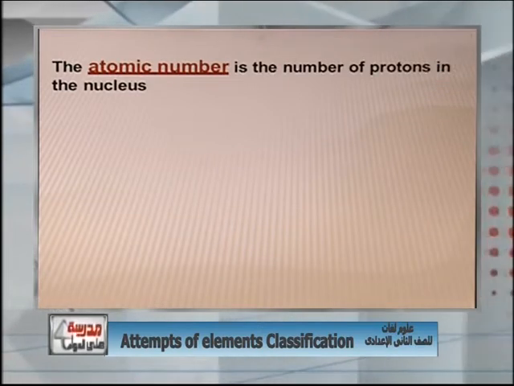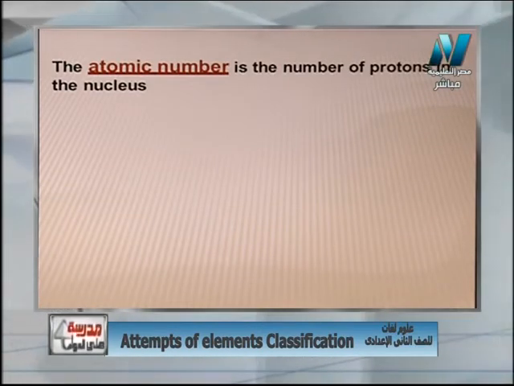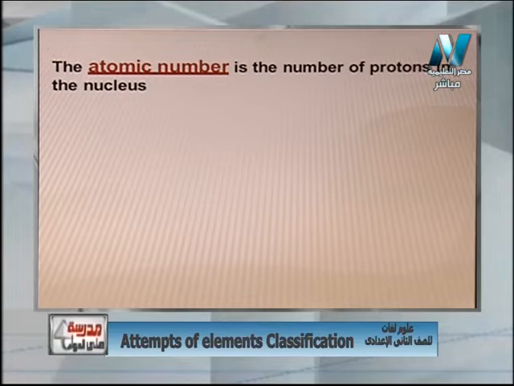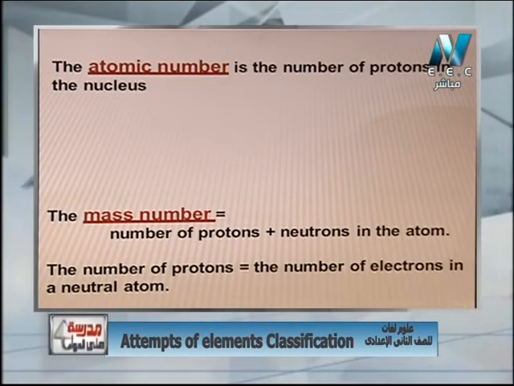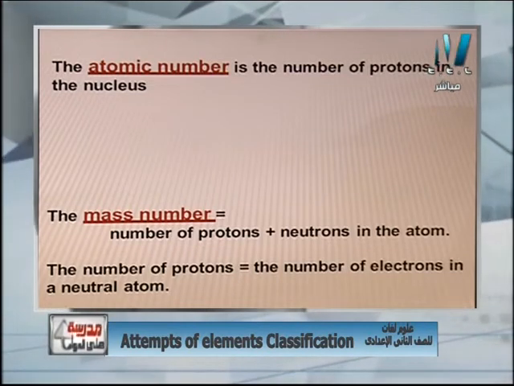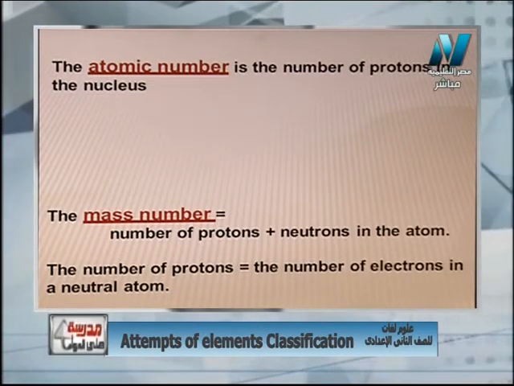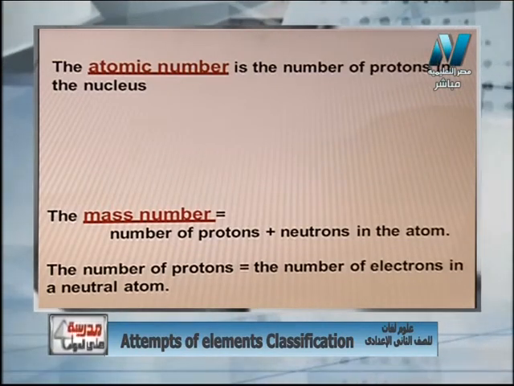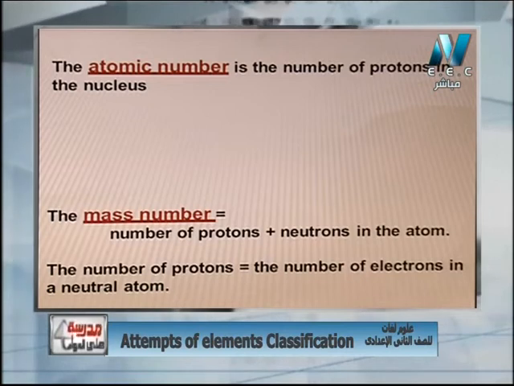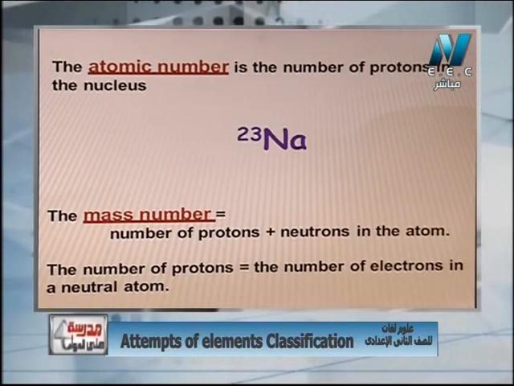What's the atomic number? The atomic number is the number of protons inside the nucleus. Okay, what's the mass number? It is the number of protons and neutrons inside the nucleus. What's the atomic number? It is the number of protons only. Okay, this is an example.